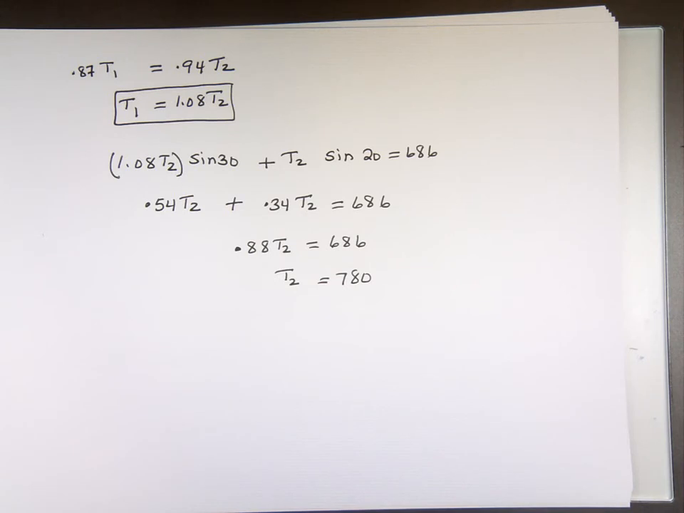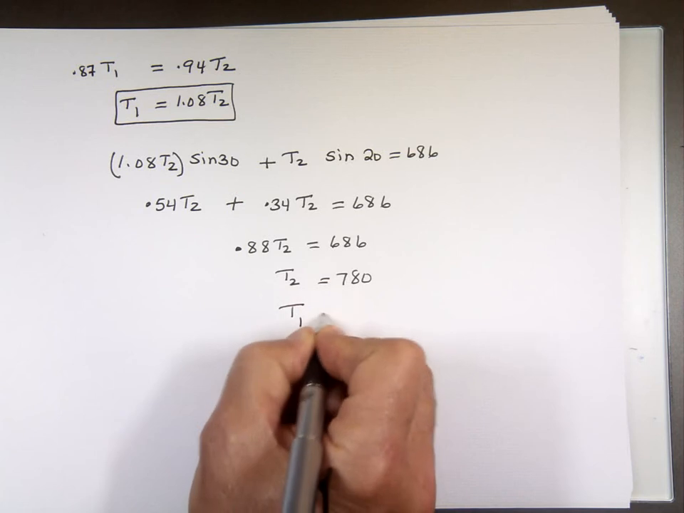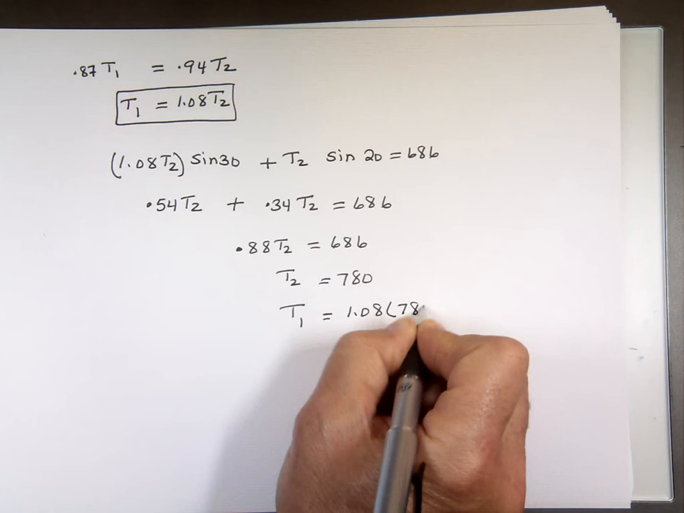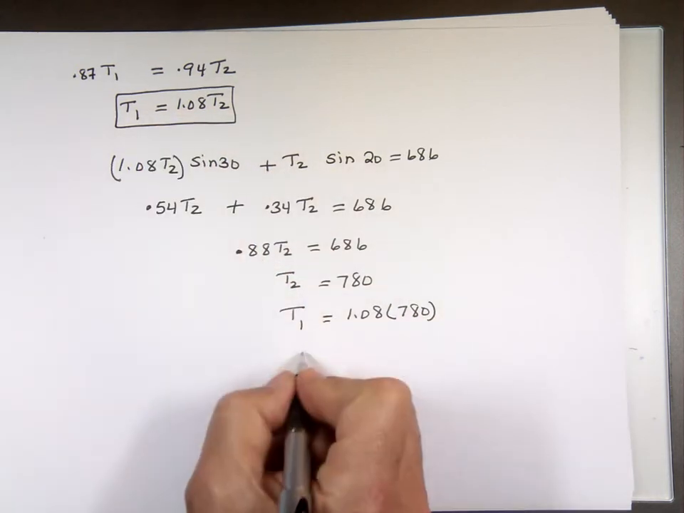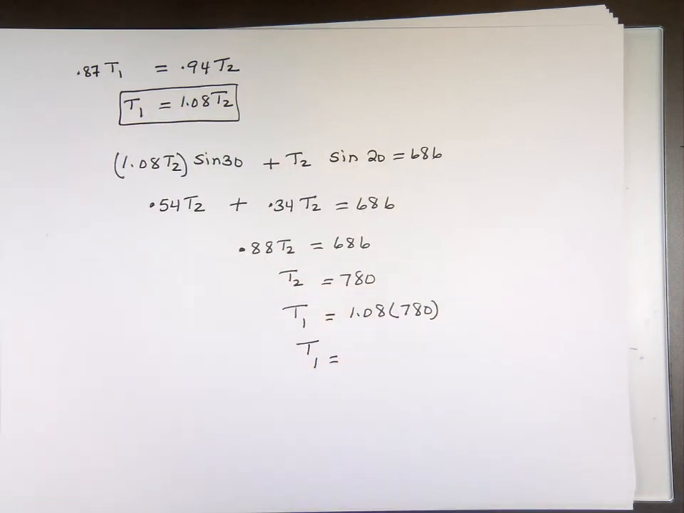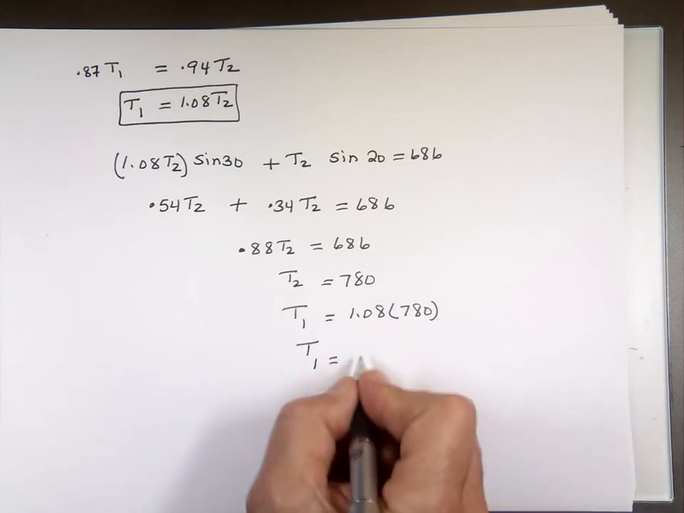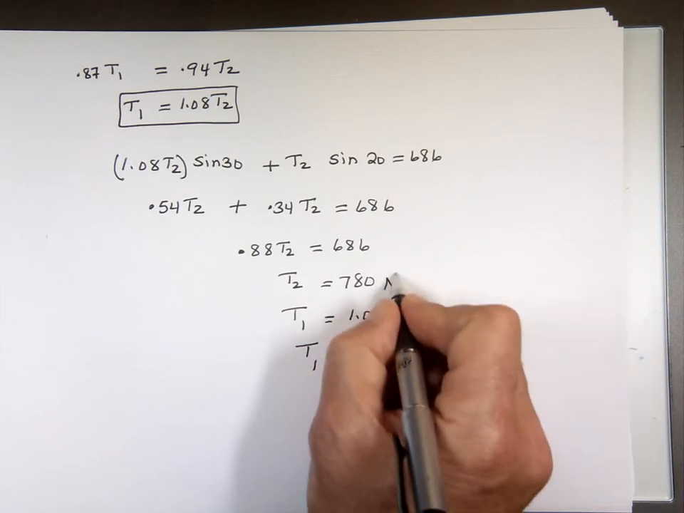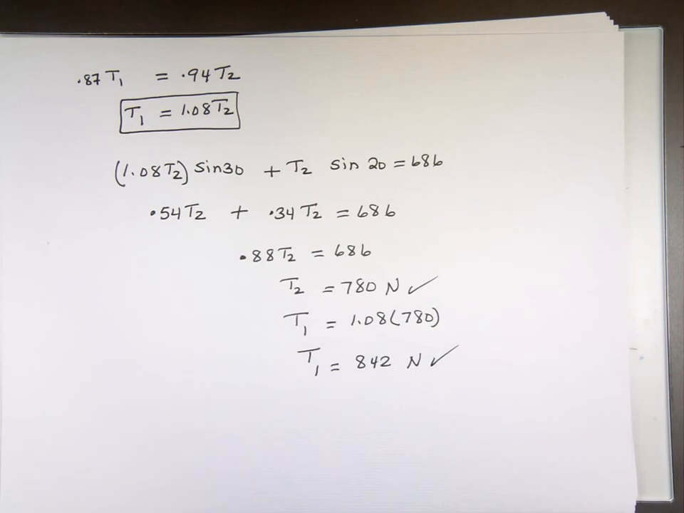Can I find T1? 1.08 times the 780. That's from here. 842. Notice again, it's not the same value. The only time T1 and T2 will be the same is when the angles are the same. If you have the same angle, then T1 will equal T2. But if they're not the same, there's a difference in value.